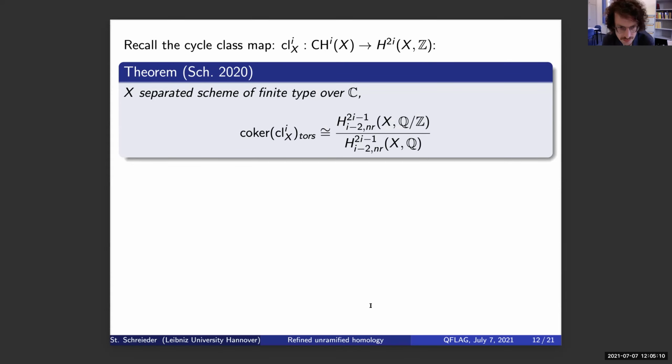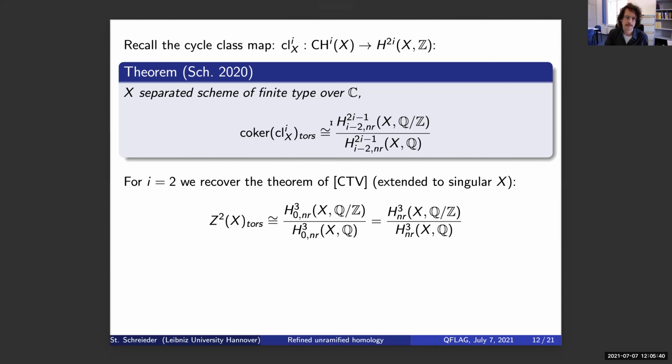Yes. So the first result is that with this setup, recall that there is a cycle class map to Borel-Moore homology, and I hide these Borel-Moore homology groups with this notation. So there is always a cycle class map. And you may ask about the torsion of the cokernel, and this is computed by a quotient of two refined unramified cohomology groups, one with Q/Z coefficients and one with Q coefficients. Now if you plug in i equals 2 in this formula, what we find is that the torsion in the cokernel of the cycle class map for codimension 2 cycles is isomorphic to a quotient of zeroth refined unramified cohomology groups. But the zeroth refined unramified cohomology is the usual unramified cohomology. So we get back this formula, and that's exactly the formula of Colliot-Thélène and Voisin.